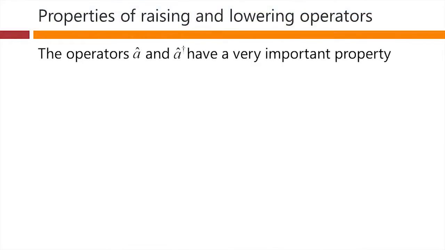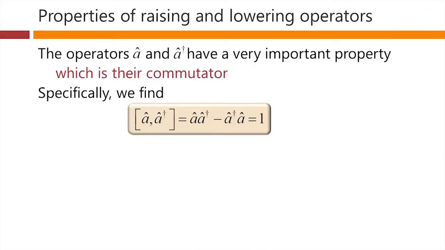They allow us to greatly simplify the algebra of handling particles, and they themselves have a particularly simple but powerful algebra. That algebra is based around one particular relation, specifically the commutation relation between the raising and lowering operators. The operators A and A dagger have a very important property, which is their commutator. That is, if we take the commutator of A and A dagger, which of course is A A dagger minus A dagger A, that would equal 1.